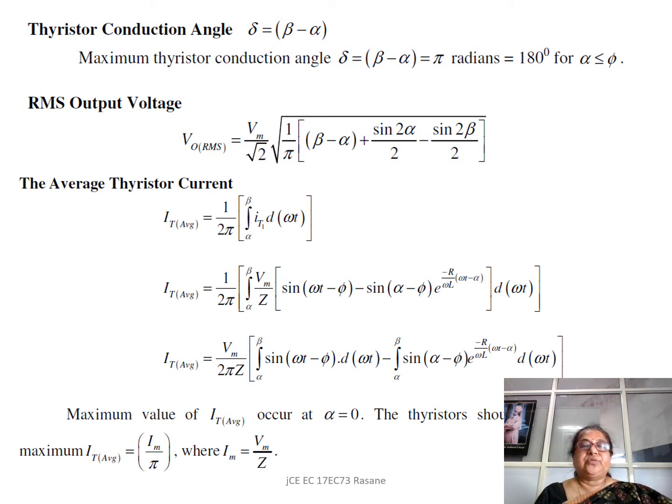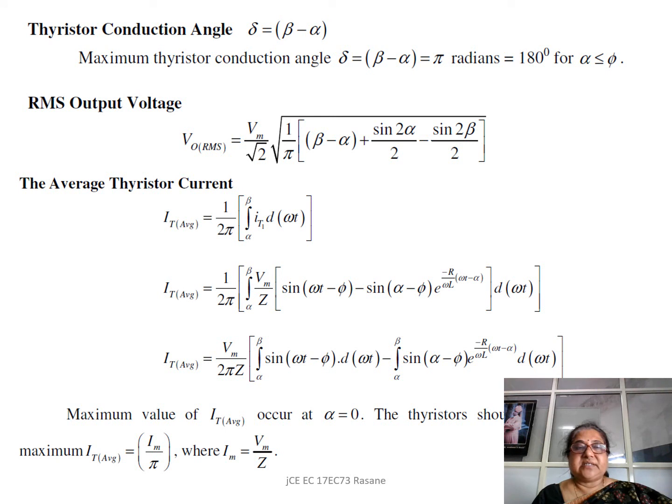Now coming to the thyristor current. The thyristor average current. Note that the current through the thyristor is unidirectional. Only a positive current flows through it. So definitely there will be a DC component of current flowing through the thyristor, which we call the average thyristor current.